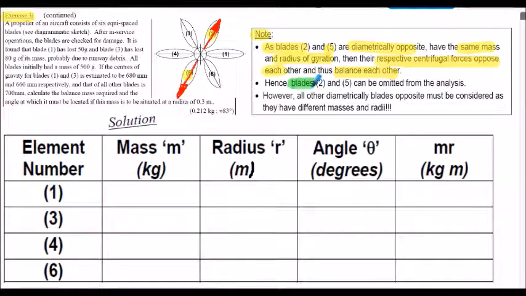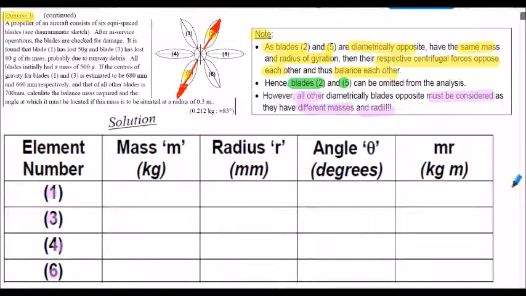So therefore blades 2 and 5 can be omitted from the analysis. All the other blades have to be considered in the analysis as they have different masses and different radii. So we have to consider blades 1, 3, 4 and 6 in the analysis.